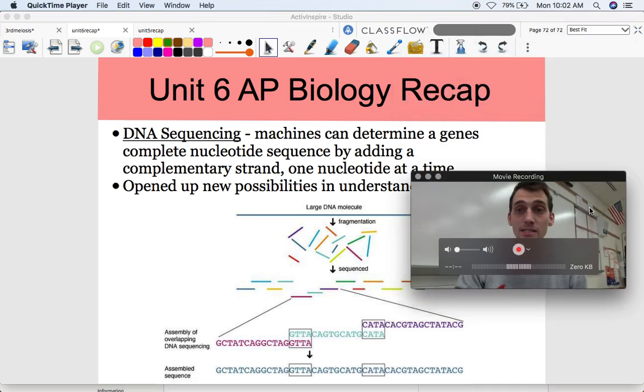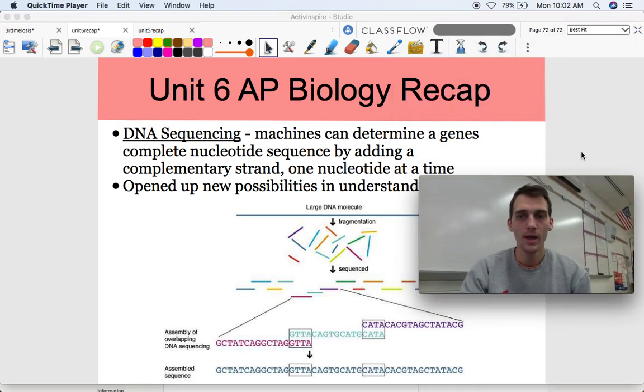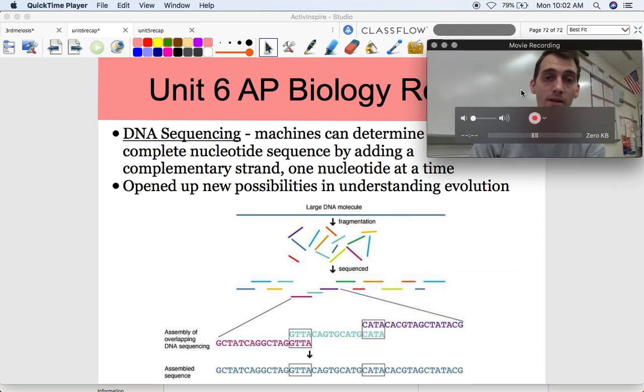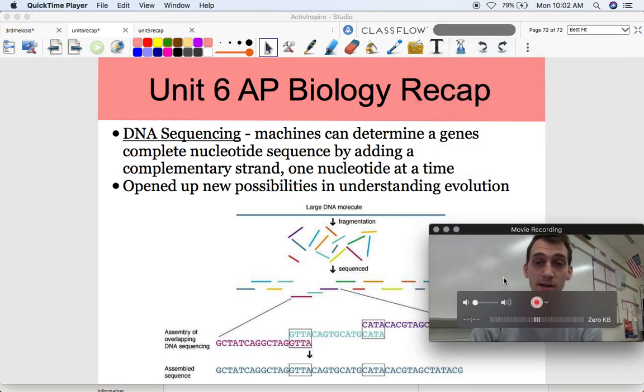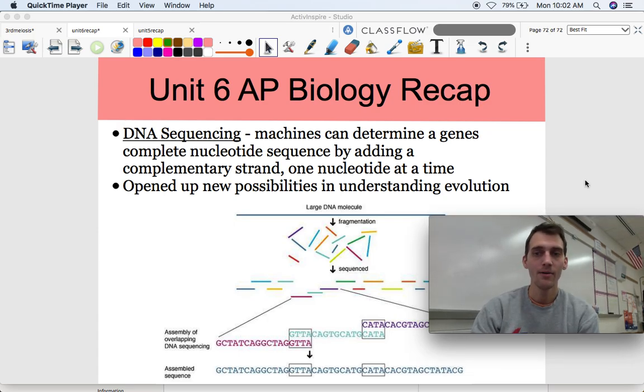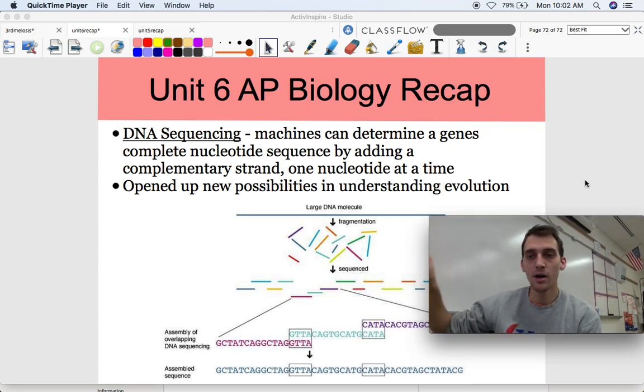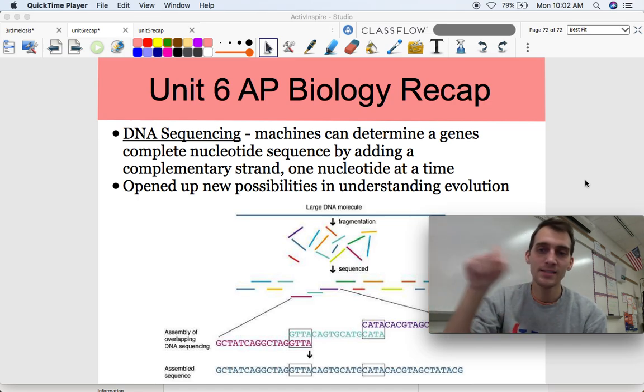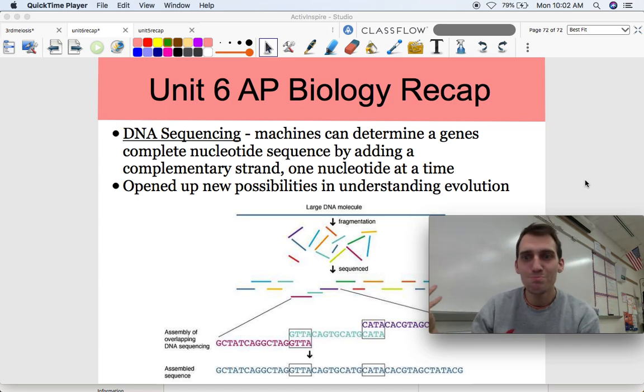And then the last slide here, page 72, is about DNA sequencing. The last thing that we can talk about is that machines can determine a gene's complete nucleotide sequence by adding a complementary strand, one nucleotide at a time. Right, so you can figure out an entire genome. Like, oh, is it an A? No. Is it a T? No. Oh, it's a C. That means that the G is the next one. Kind of. That's a really simple explanation of it.